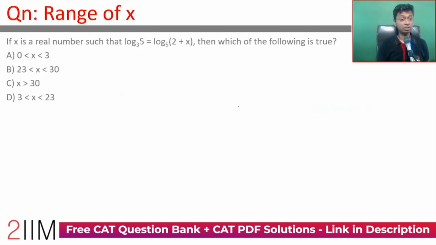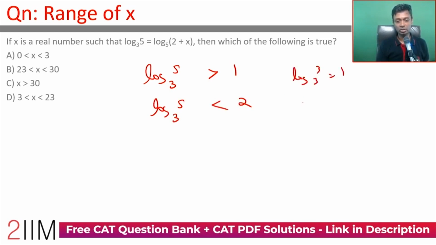If x is a real number, such that log 5 to the base 3 is log 2 plus x to the base 5, then which of the following is true? Log 5 to the base 3 is greater than 1. Log 3 to the base 3 is 1, and 3 power a number more than 1 is this. Log 5 to the base 3 is less than 2. Log 3 to the base 3 is 1. Log 9 to the base 3 is 2.